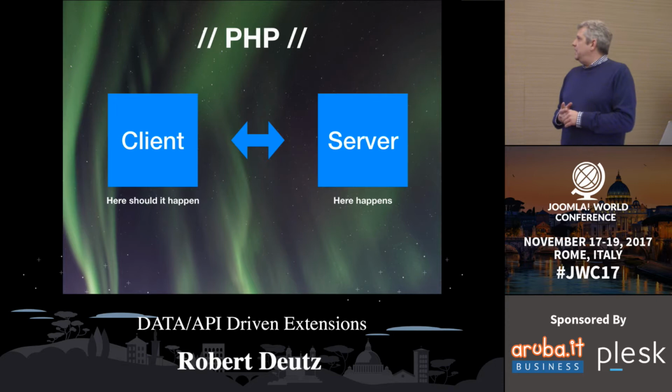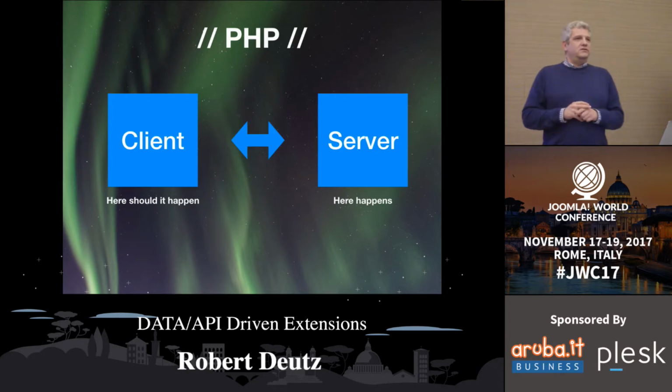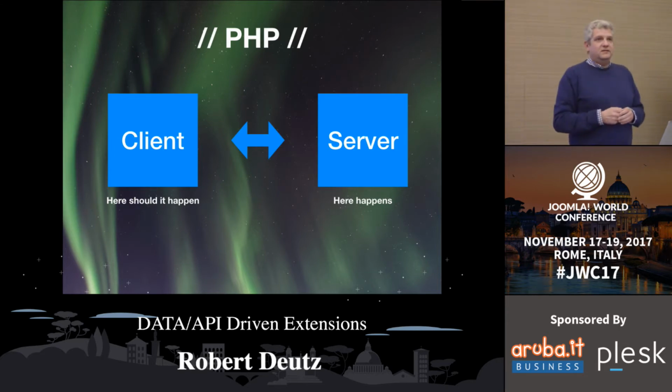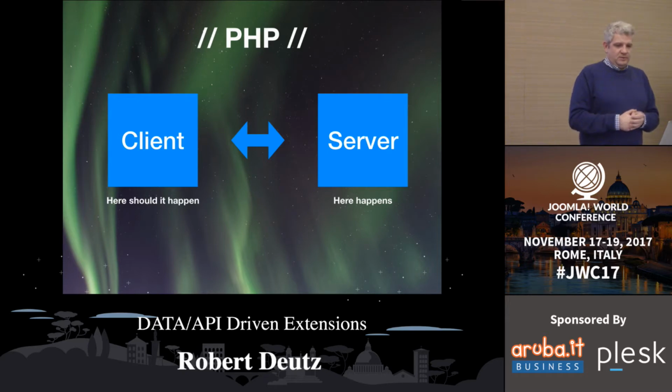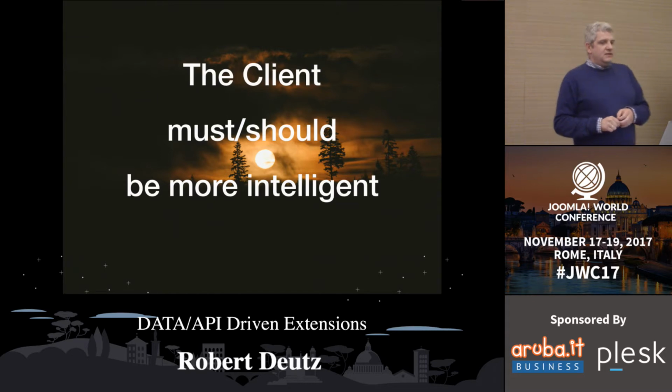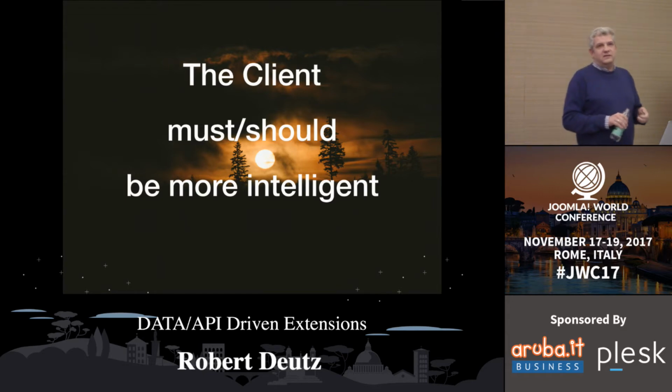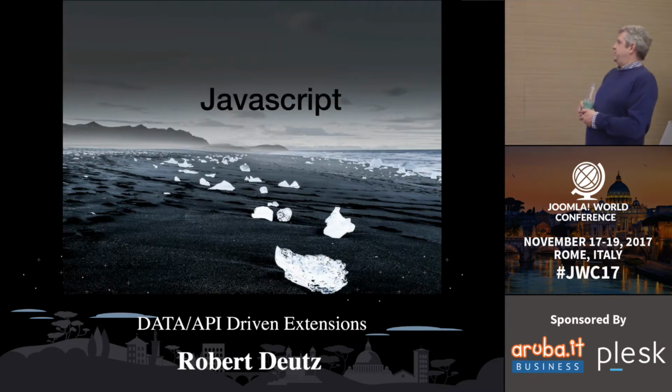So what we have now with PHP is that we have a client and we have a server, and most of the things happen on the server, but it would be cool if things would happen on the client. The problem with doing a lot of things on the server is that these arrows are the internet in between, and that brings us some problems. What we need in some way is that the client must be more intelligent and only ask for the things the client needs for doing its stuff at the moment. That's what we should do, and there is a way to do it, and that's JavaScript.